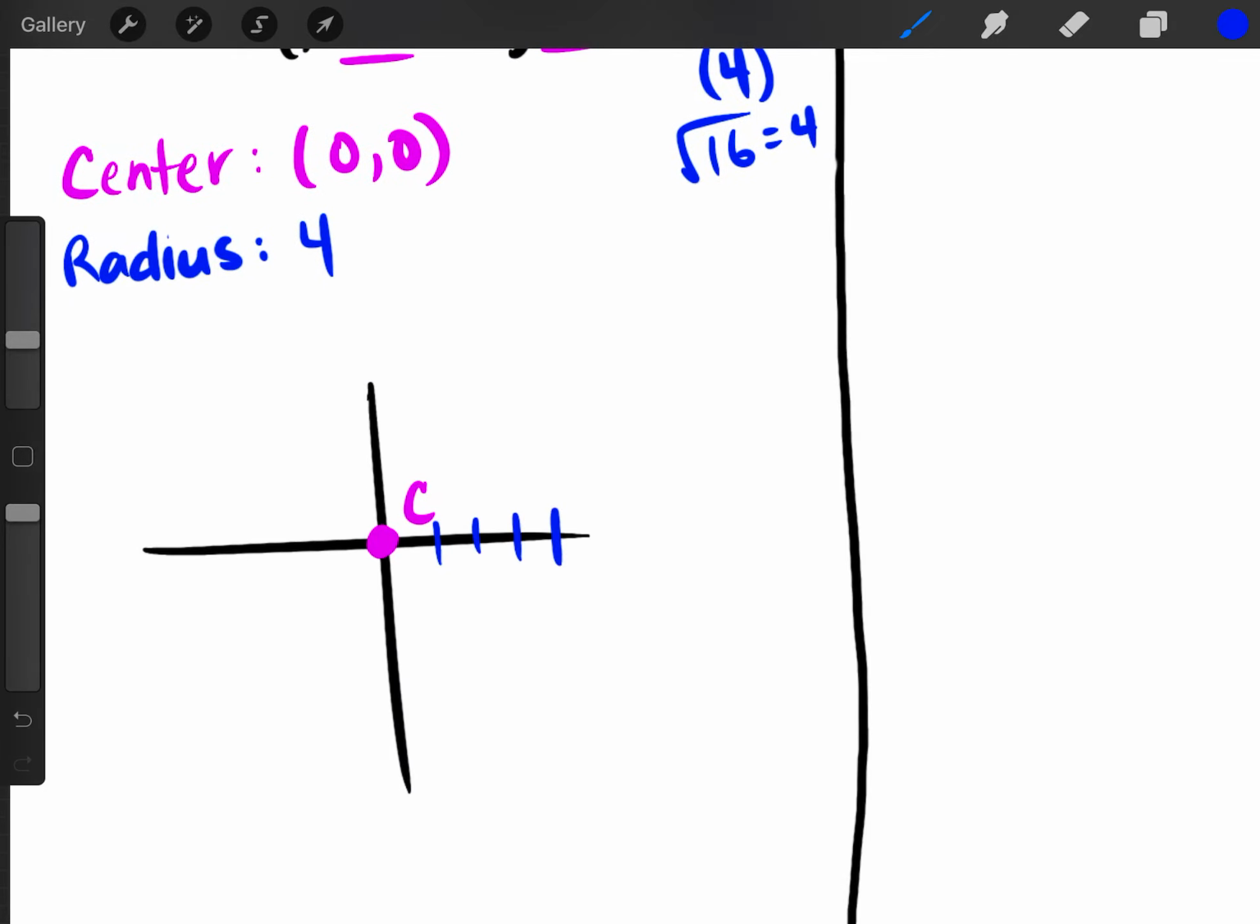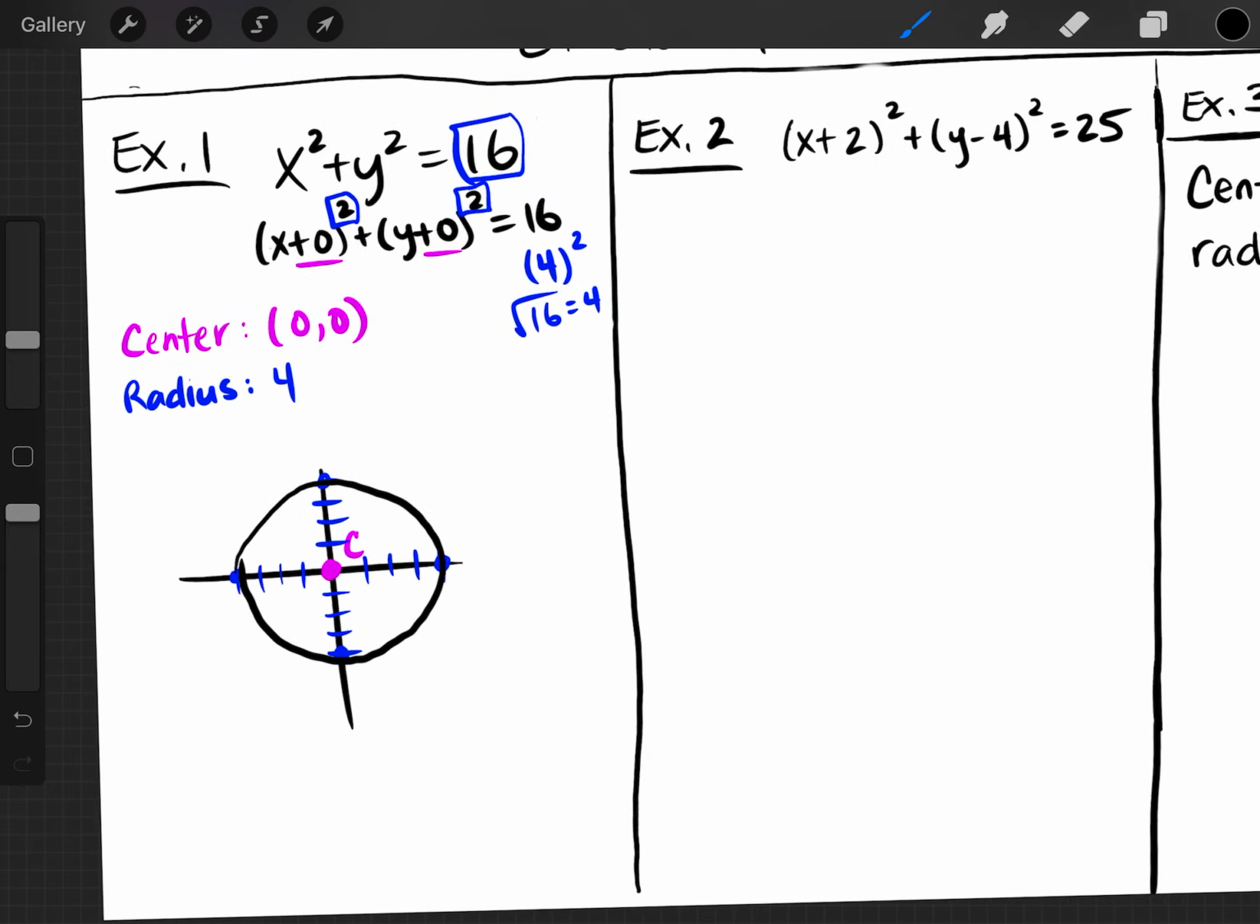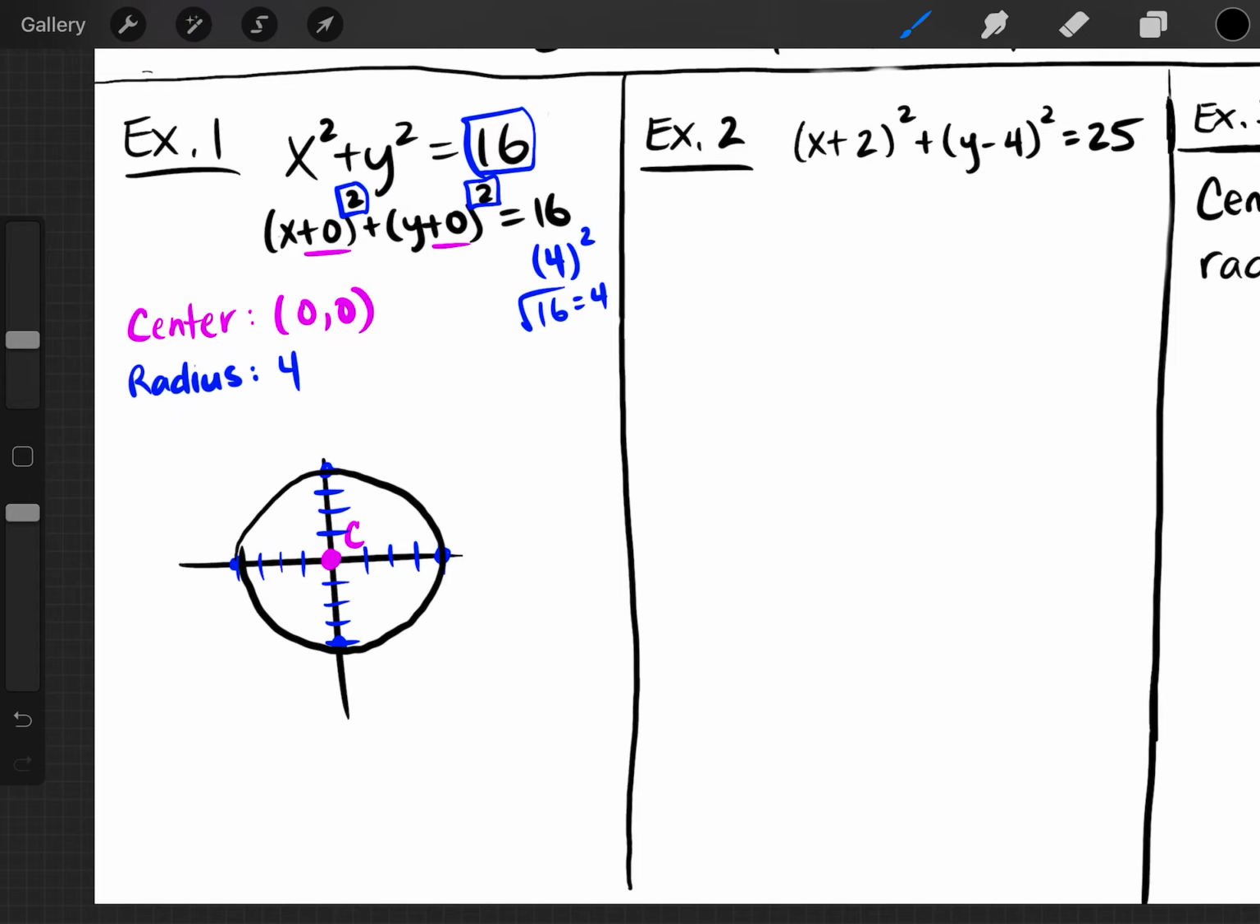Now we can finish graphing our circle, right? We just go from our center, we're going to go right, 1, 2, 3, 4. That's a point. Up, left, 1, 2, 3, 4. All of this is from the center, and then down. And that should let us draw a circle here. Now let's see if I can pull this together and give us a circle. And there we go. That's the graph of a circle, center 0, 0, radius of 4.